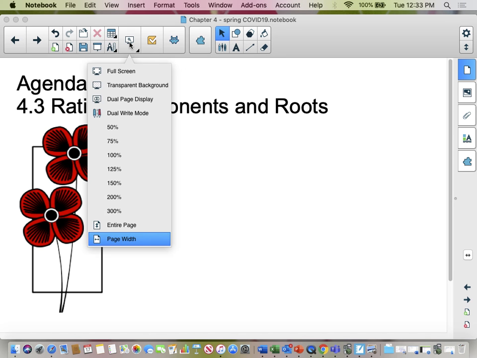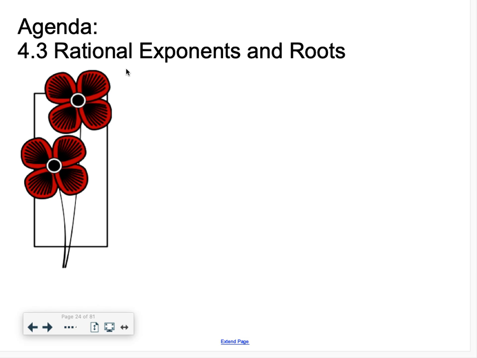Good afternoon. Today we are going to do section 4.3, which is rational exponents and roots. So first thing you probably want to make note of is what's a rational exponent. And I know you're familiar with exponents because we've talked about that the last couple days. But if something is rational, it would be a number that terminates or repeats.